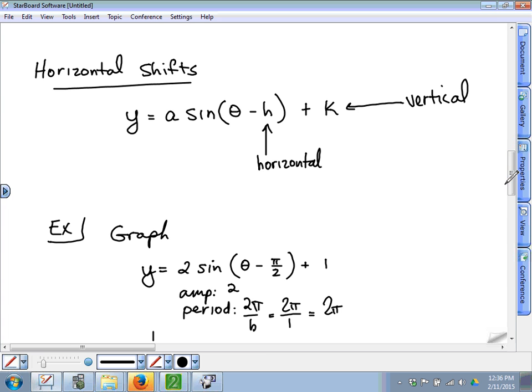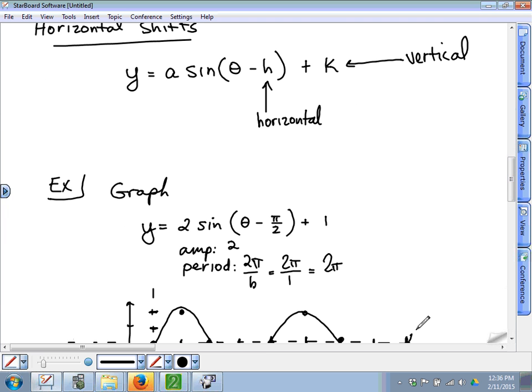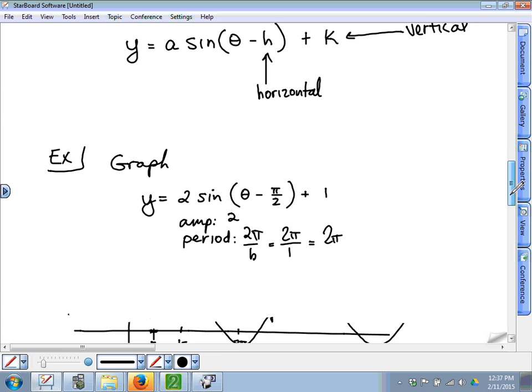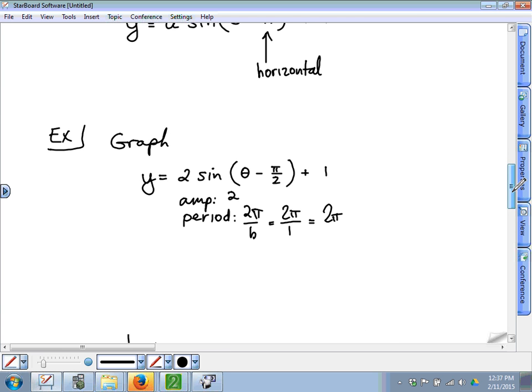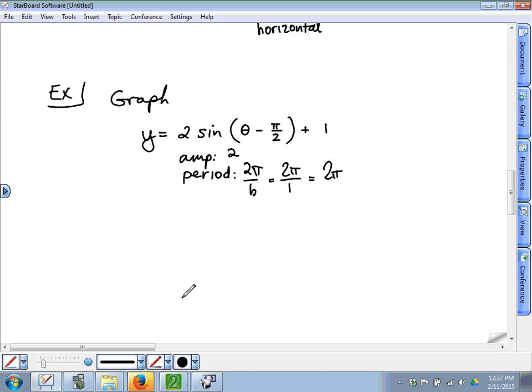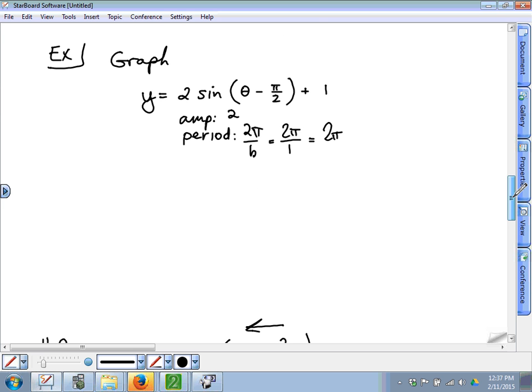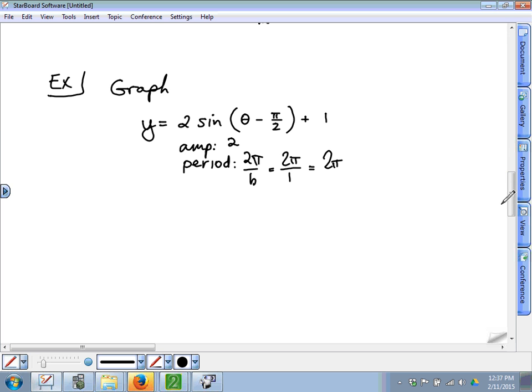You guys okay so far? Same formula, 2 pi over b, and b is still the number in front of theta. It's just 1. Okay. You got to pay full attention to this, because this gets a little more complicated than anything else we've done today. So draw your graph.